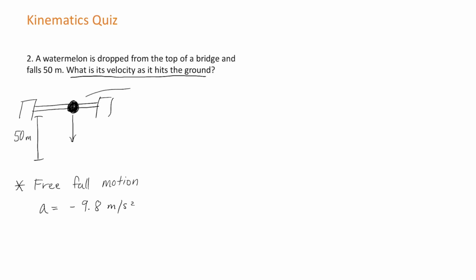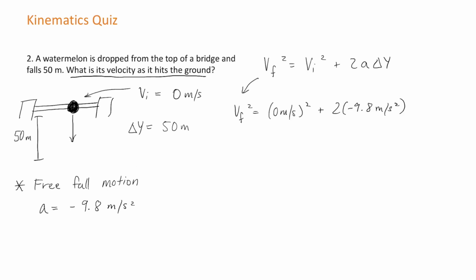Now let's look at what we know about this situation. We were told that the watermelon is dropped from the top of the bridge, so we know the initial velocity is 0 meters per second. We also know the change in position is 50 meters. Since we have the acceleration, change in position, and initial velocity, we should use the Vf² = Vi² + 2aΔy kinematic equation. And all I have to do is plug in my values and solve for Vf.